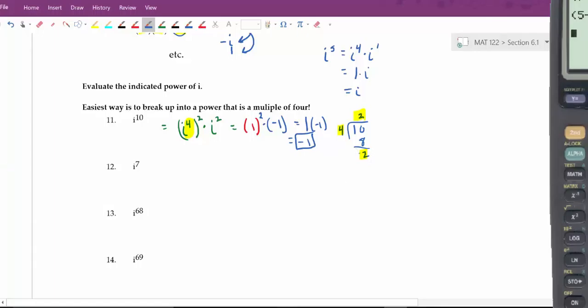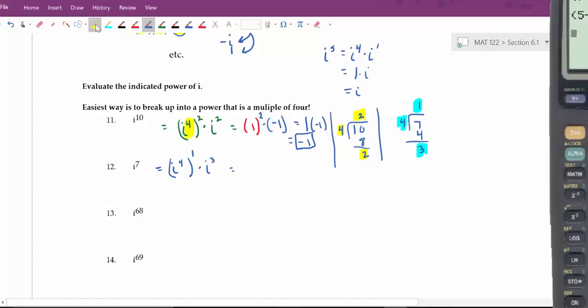It turns out that the remainder is really going to tell you what the answer to the problem is, and I'll show you that in just a minute. So if I do the next one, I'm going to take 7 divided by 4. That goes in 1 time with a remainder of 3. The key thing is I'm going to work with these numbers and put them together like this. I'm going to say this is equal to I to the 4th to the 1st times I to the 3rd.